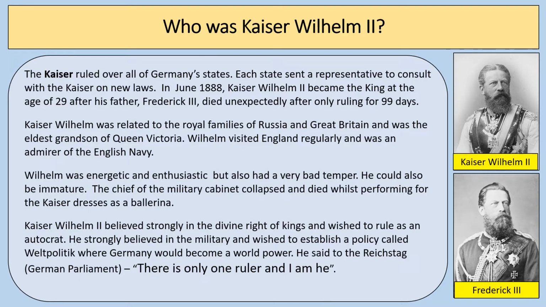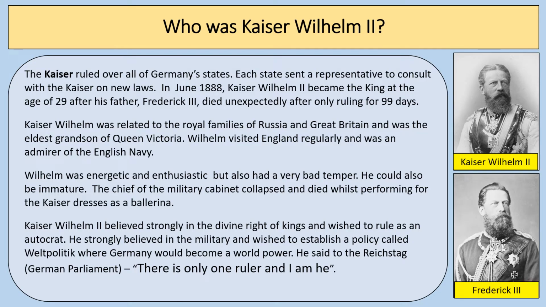And this, I think, helps to explain how Germany and Britain got into this sort of navy race before the First World War. But Kaiser Wilhelm certainly looked towards Britain as something that he wanted Germany to be like. And you can see that in the tension and rivalry between the two countries before the First World War. Now, as a character, Wilhelm was very energetic and enthusiastic, but he also had a very bad temper.